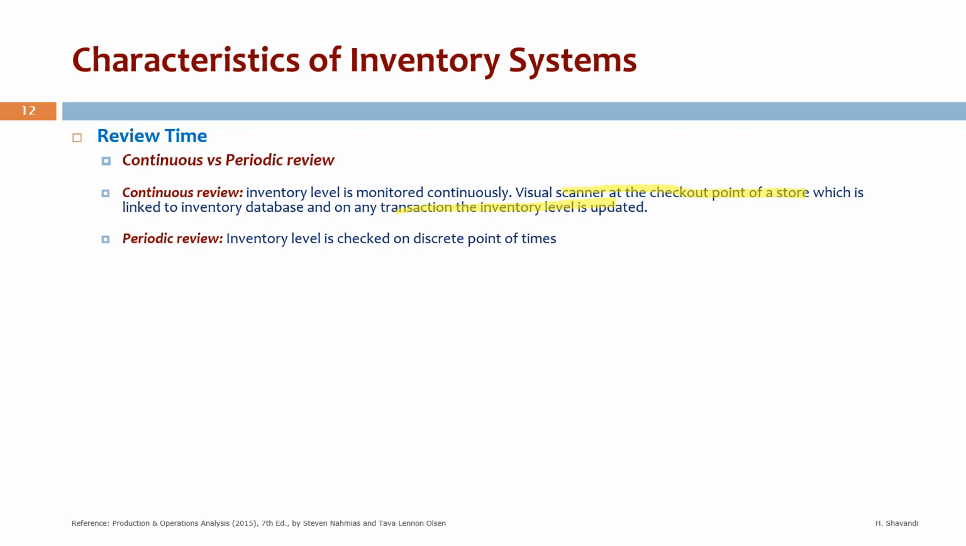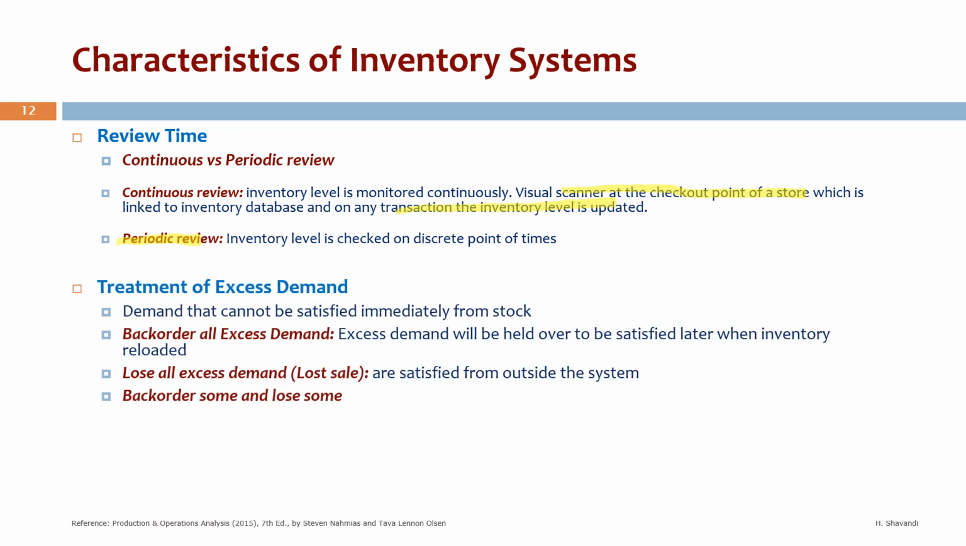In the periodic review, we don't have this system, so we check the inventory level at discrete points of time, and if it's lower than a certain level, we will place a new order. Other than that, we will leave it for the next review time to see if we need to place any order or not. This is called a periodic review. Okay.